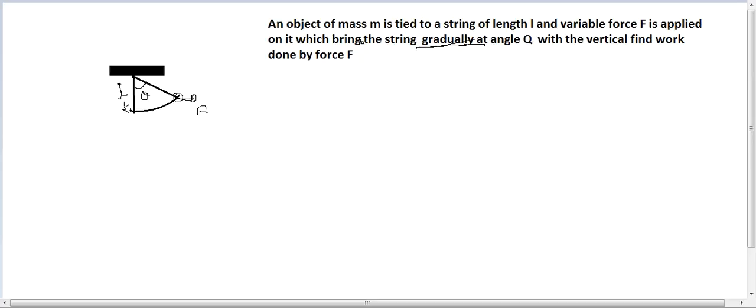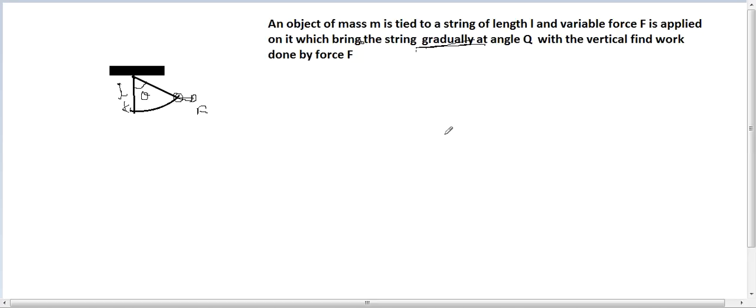The question is, an object of mass m is tied to a string of length l and a variable force F is applied. This is the force shown in the picture, which brings the string gradually to an angle theta with the vertical. Find the work done by this force.